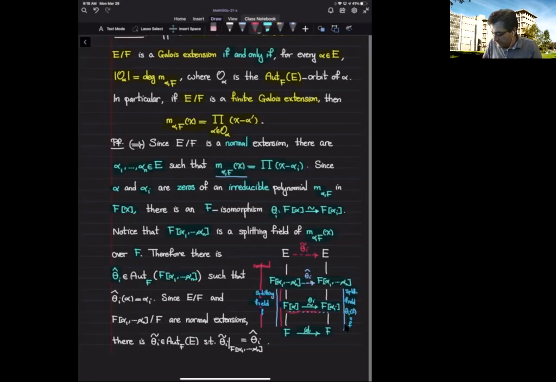is supposed to be theta sub i, we get that theta sub i hat sends alpha to alpha sub i. So I'm sending alpha to alpha sub i. I'm deducing that alpha sub i, this other zero of this minimal polynomial, is in not quite the orbit, because I haven't extended this, but it is in the orbit of automorphisms of F(alpha 1, ..., alpha n). But I want to show that it is in the orbit of automorphisms of E. So I need to extend theta sub i hat to an automorphism of E. How do I know that I can do that?